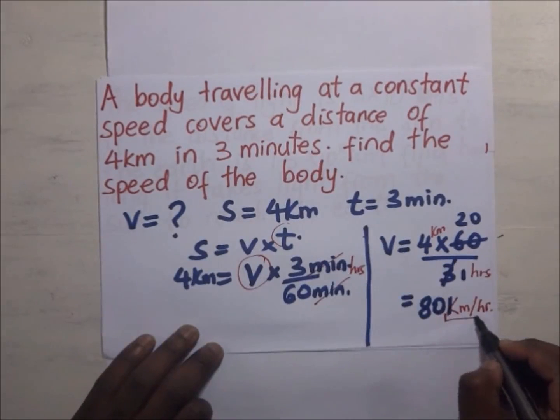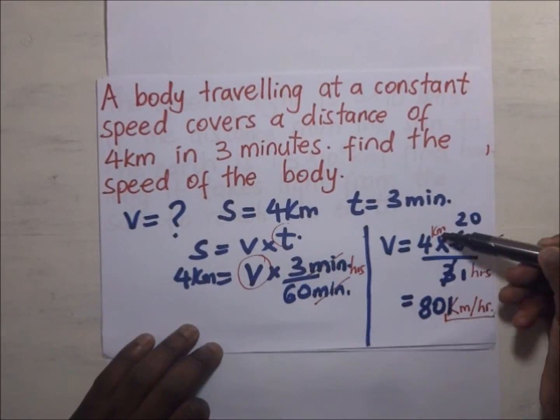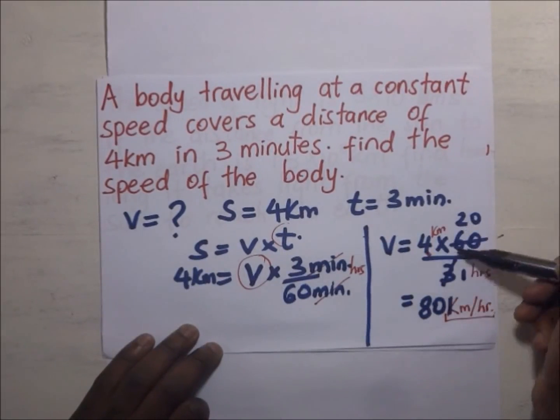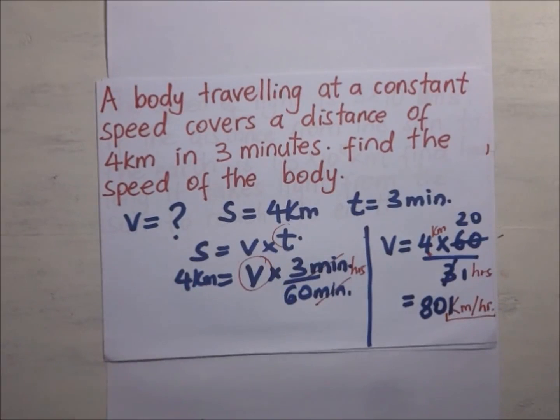So for us to have gotten these units meant that it is 4 times 20. What we're getting here is 80 kilometers. Divide that by hour, that's why we call it kilometers per hour. And that is the speed.